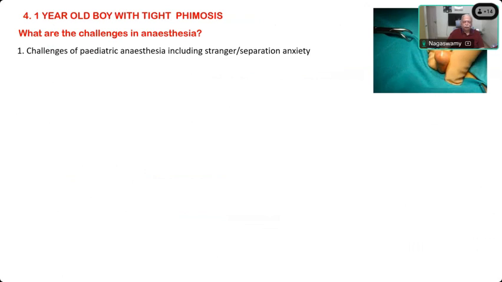And the one sentence which we used to have in that book is that anesthesia for circumcision can be clumsy even in experienced hands at times. That is the sentence which I still remember in my book. So anesthesia for circumcision can be clumsy even in experienced hands. So that much of challenge used to be there.